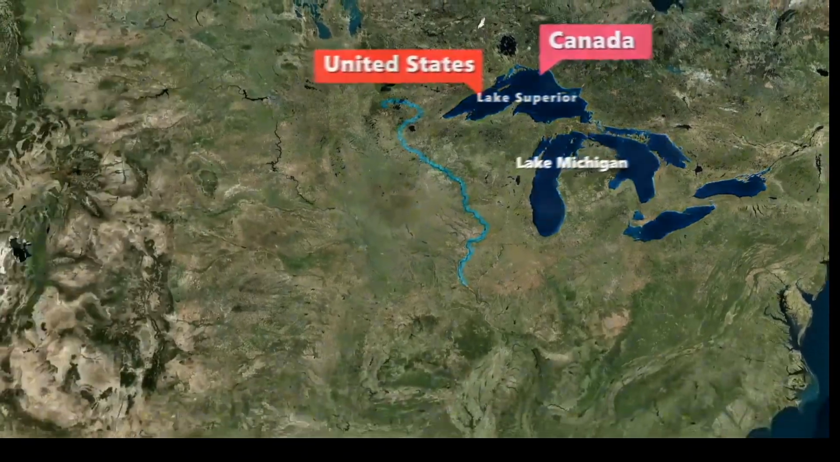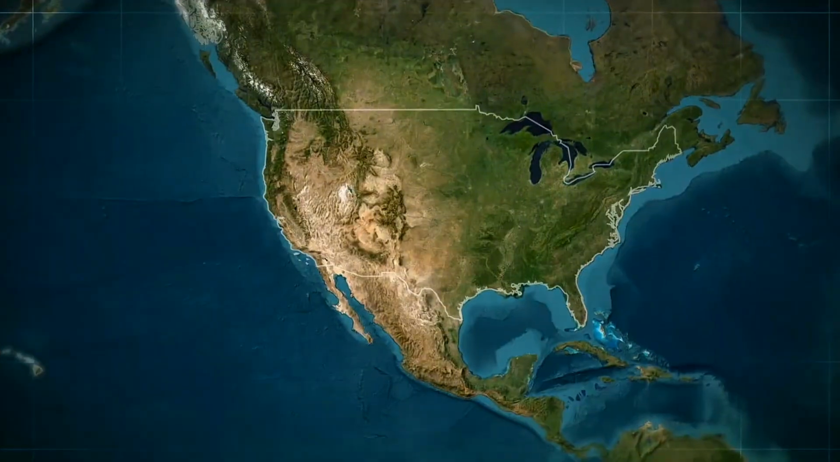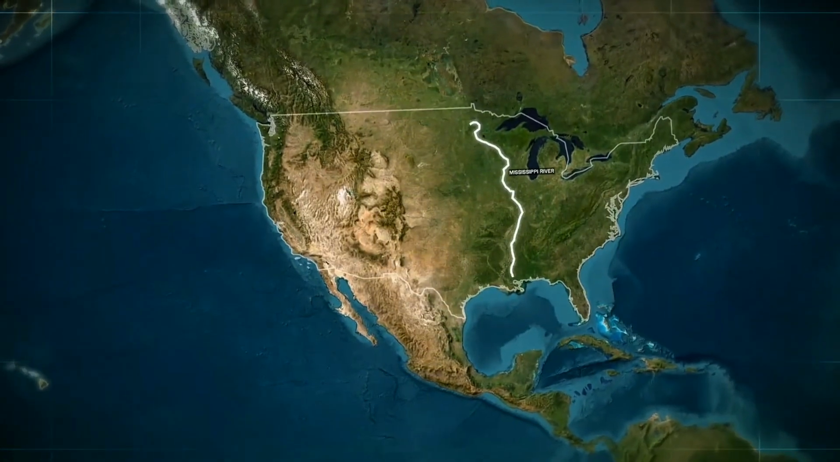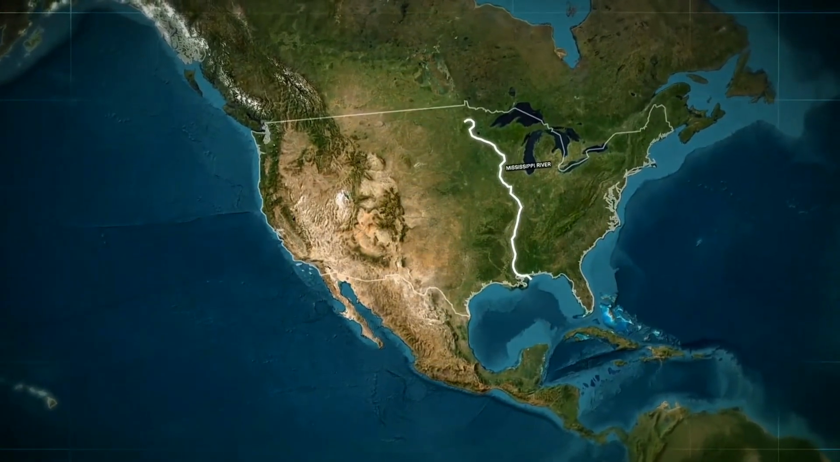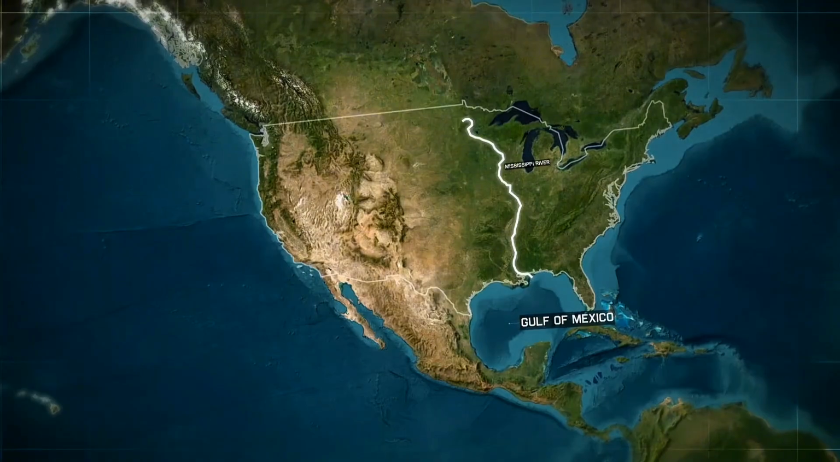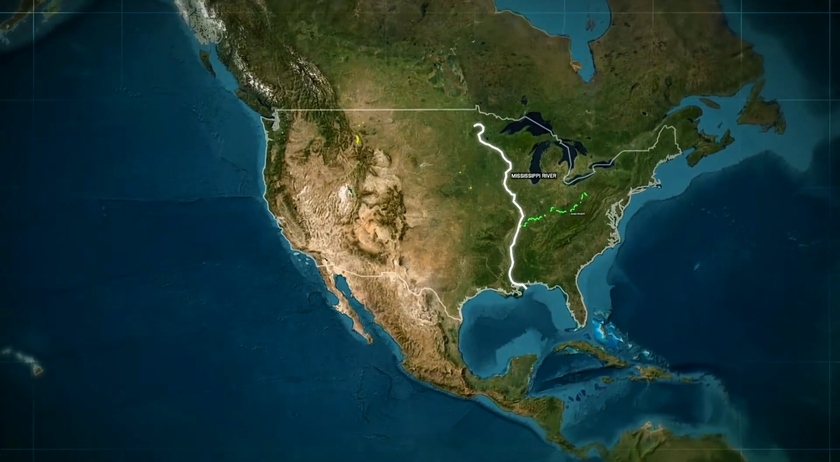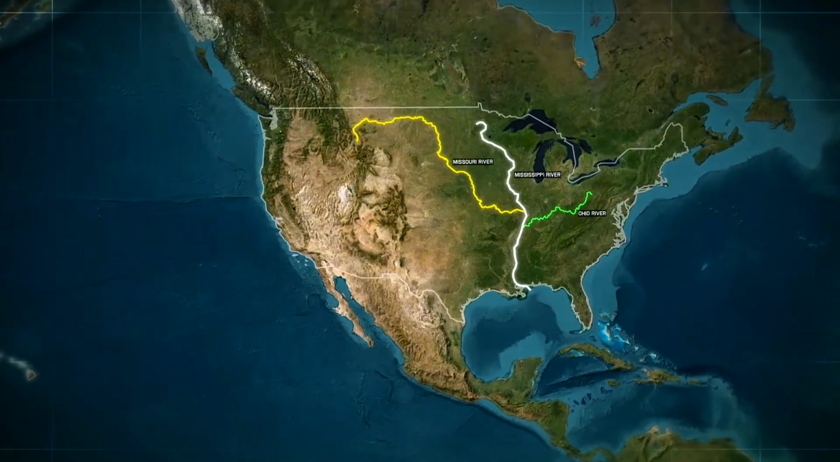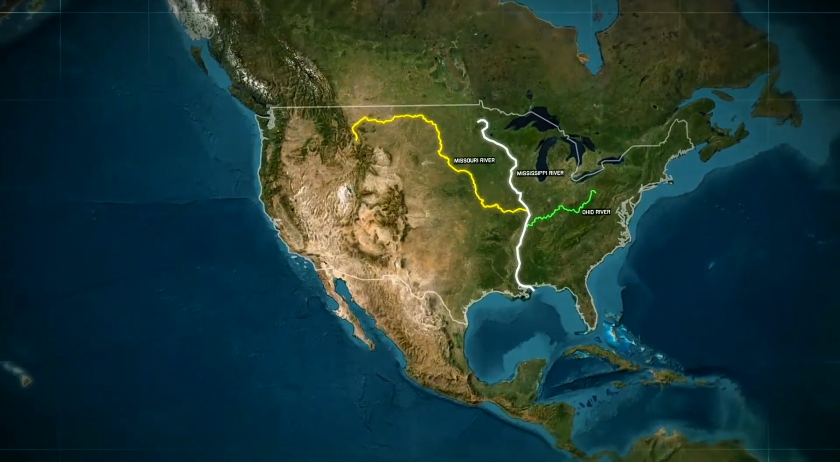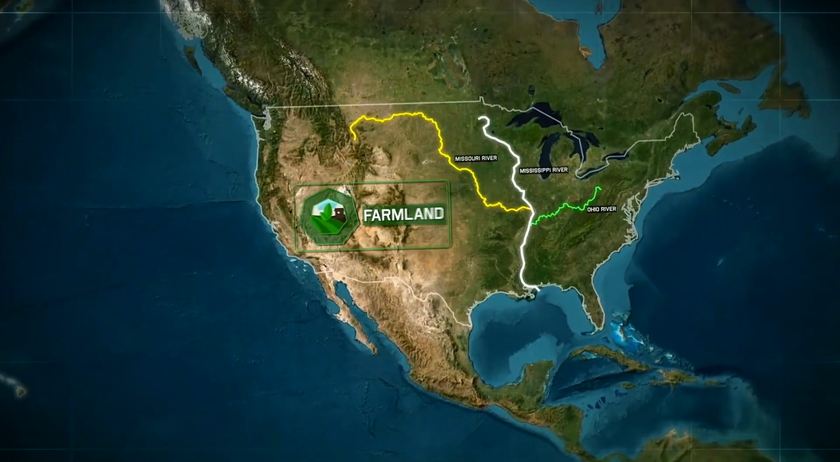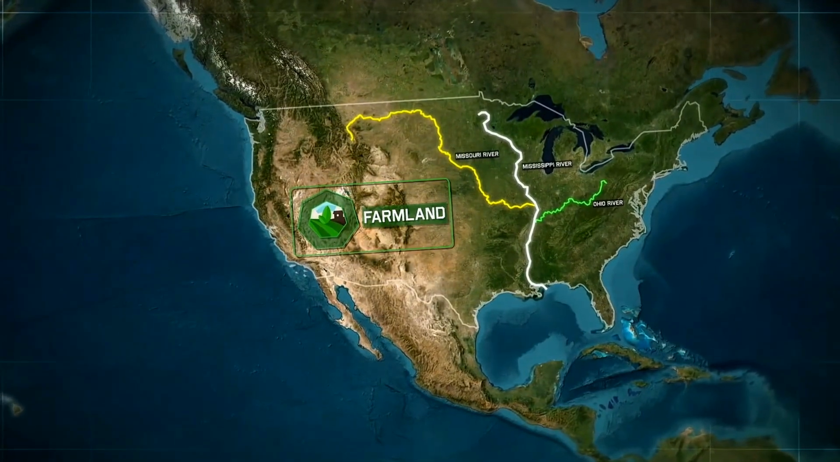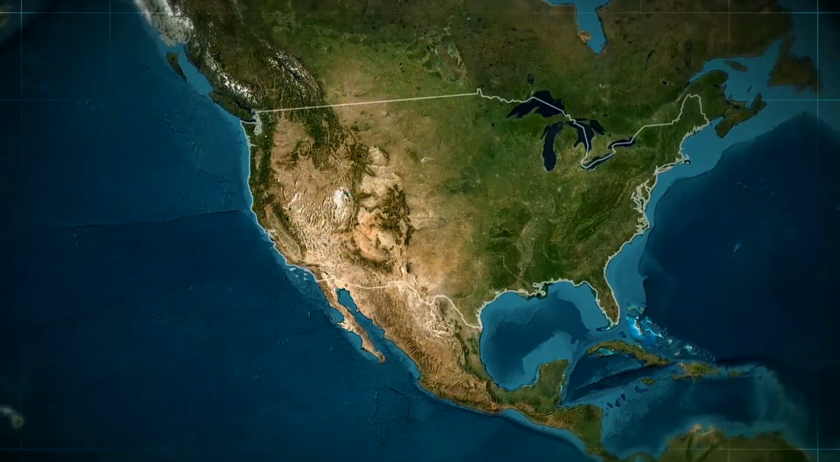To the west of the Great Lakes lies the country's largest river, the Mississippi River. It is a major inland waterway that empties into the Gulf of Mexico. The important tributaries of the Mississippi are the Ohio River and the Missouri River. They descend from the river great fertile farmlands about which we talked earlier.